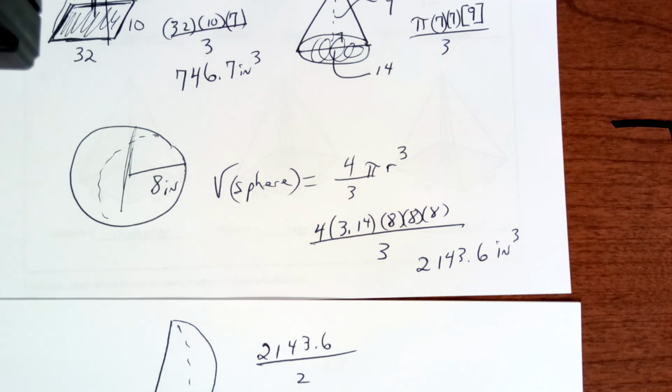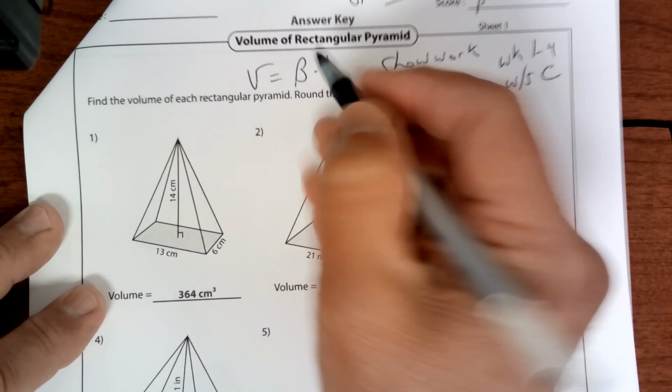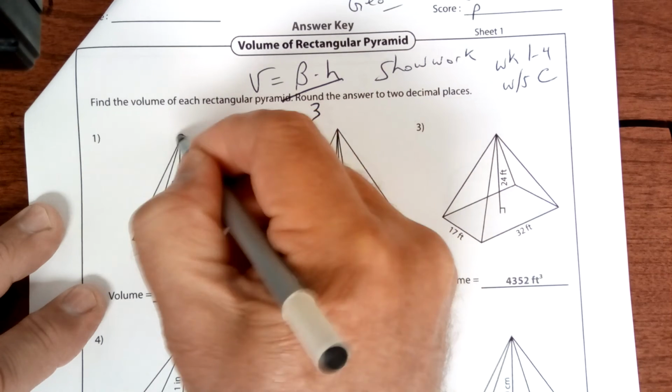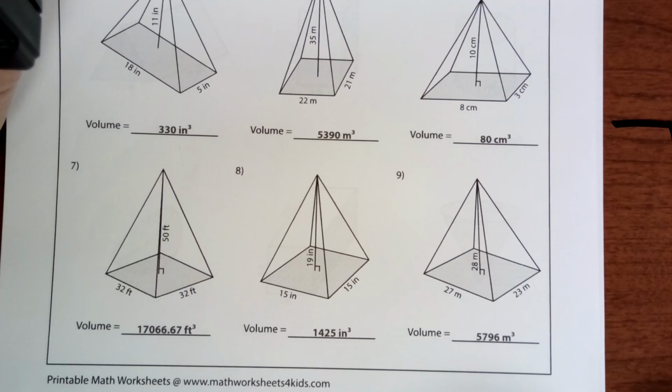All right, well, anyway, today's work is right here. Remember, if it comes to a point, like all of these, you have to divide by 3. So change this formula here. You have to divide by 3 because it comes to a point. And you'll know because the answers are right there. Okay? Let's keep moving.